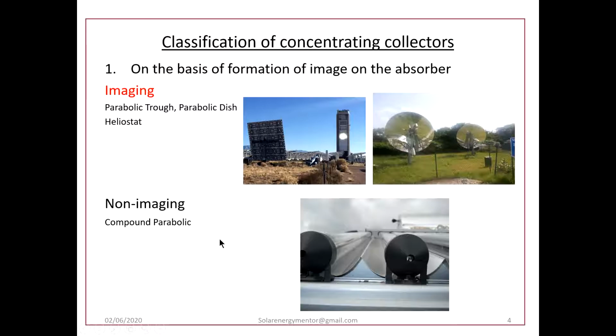Non-imaging collectors, the example is compound parabolic. So this is a reflector. It receives the sunshine and then it reflects only on the absorber. It doesn't form any image on the receiver.